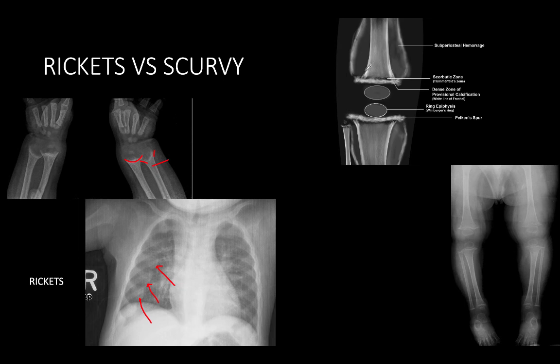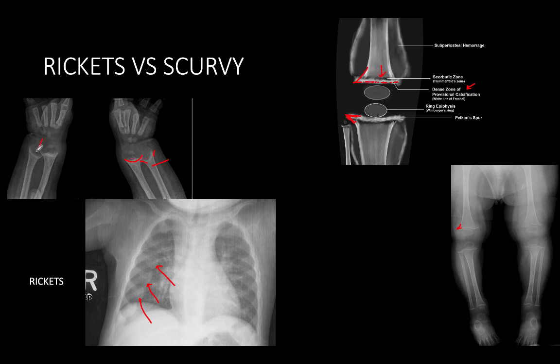So here we can see what's called a Pelkin spur. This is a little excrescence, I guess is the best way to describe it, occurring at the very margin of the metaphysis in patients with scurvy. And then at the metaphyseal margin, otherwise, there's 2 findings. One is a lucency just adjacent to the cortex, and this is called the scorbutic zone or the Trummerfeld zone, followed by a really dense cortical margin. And this is a dense zone of provisional calcification. They're over-calcifying their metaphyseal margin at the growth plate.